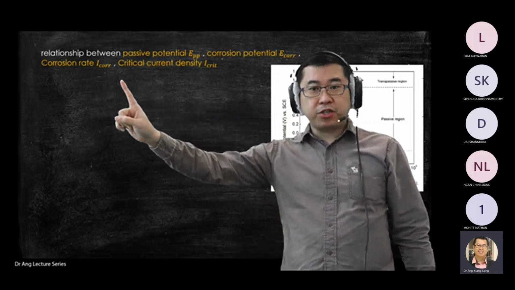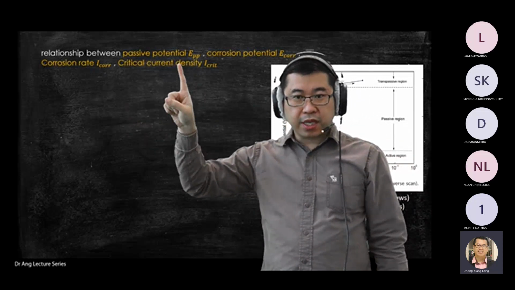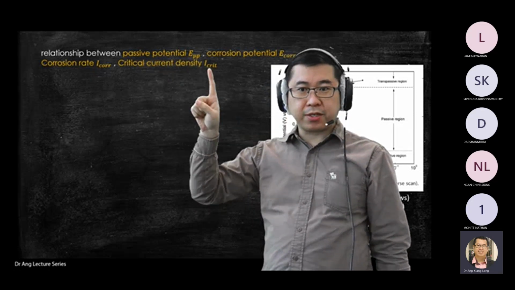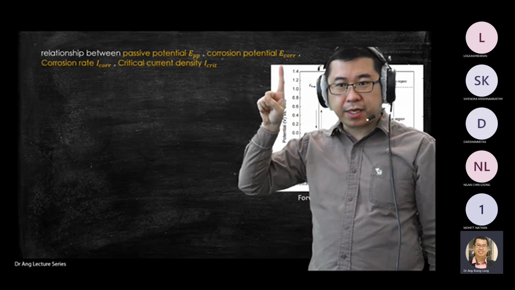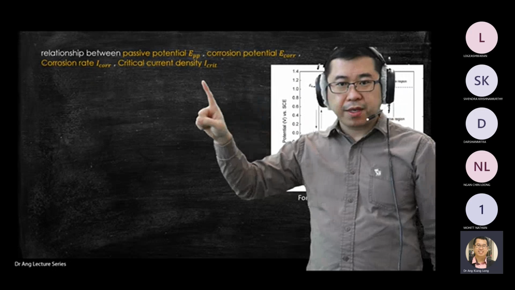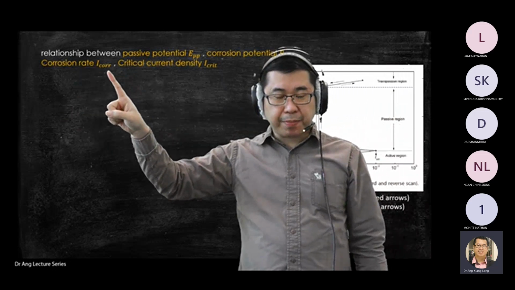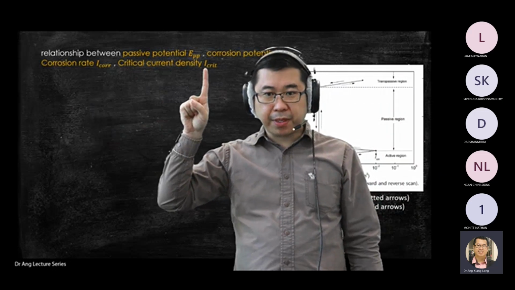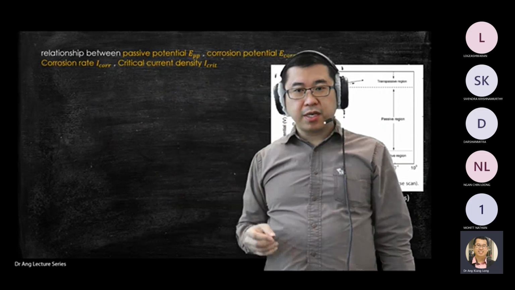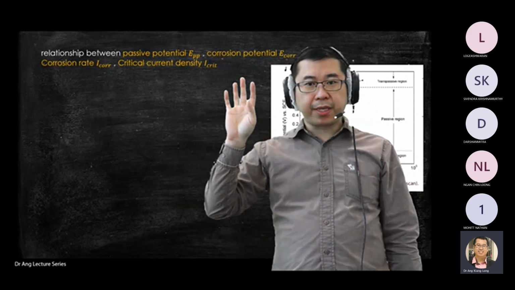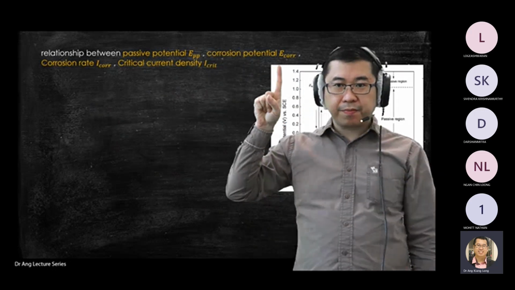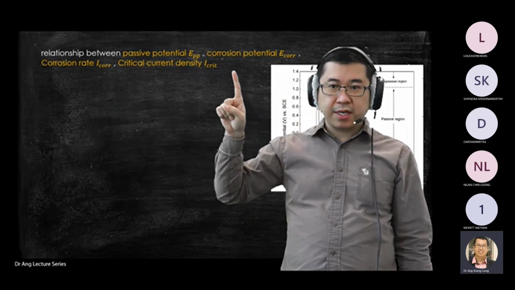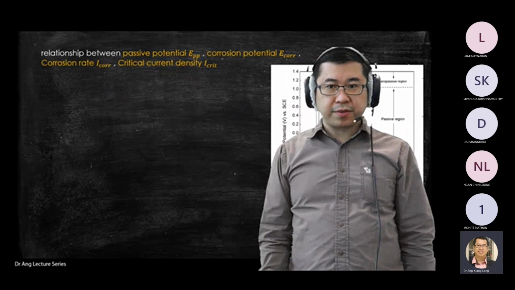So now we look at the relationship between passive potential, E_PP, corrosion potential, E_corr, corrosion rate, I_corr, and critical current density, I_crit. So we are looking at this four-parameter relationship: E_PP, E_corr, I_corr or corrosion rate, and I_crit, the critical current density.